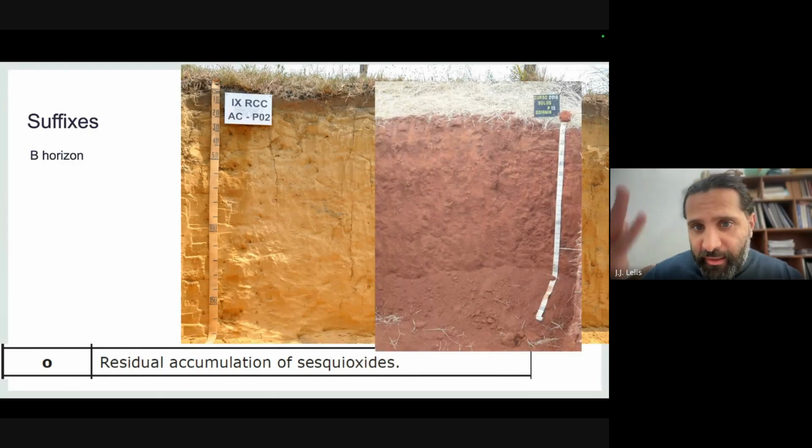So you can see them reddish or yellowish, depending on the amount of iron, the parent material, the amount of organic matter, and the type of mineral that you can register, goethite or hematite.